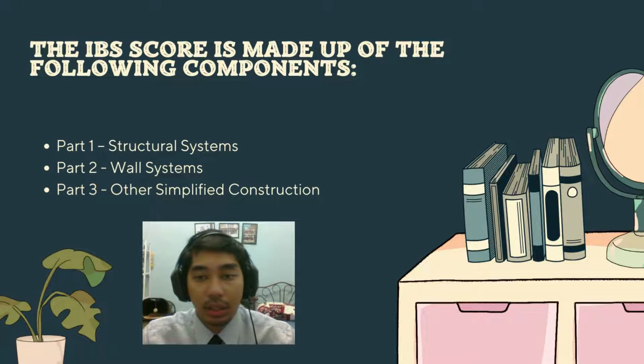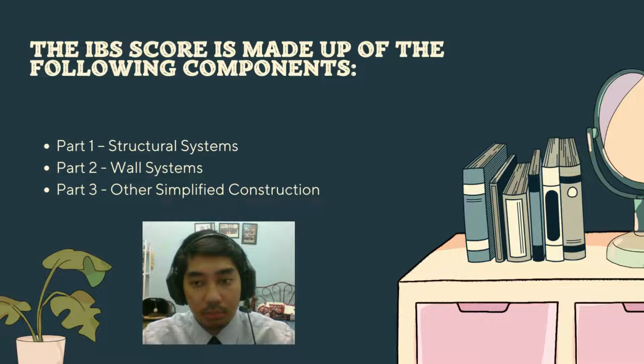Okay, next, there are three parts of components for the IBS score. Part one is the structural system. This part focuses on the upper structure only, like slab, beam, column, and roof. Next is part two, the wall system. This part focuses on the various types of wall systems used. And lastly, part three, other simplified construction solutions.